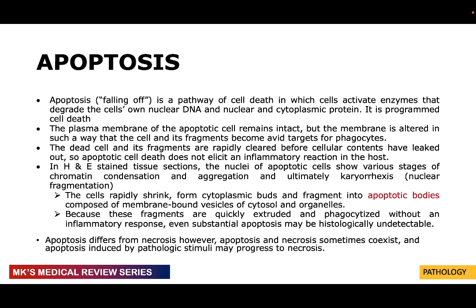Now let's get into apoptosis. Remember that this is different from necrosis, because necrosis is like genocide. A lot of cells are killed. Apoptosis, on the other hand, is like suicide, where individual cells are dying. Remember, the word apoptosis means falling off. It's just a pathway where the cell activates certain enzymes that result in its own DNA being degraded, the nucleus being degraded, the cytoplasmic proteins being degraded, and eventually the cell dying off. So it's also referred to as programmed cell death.